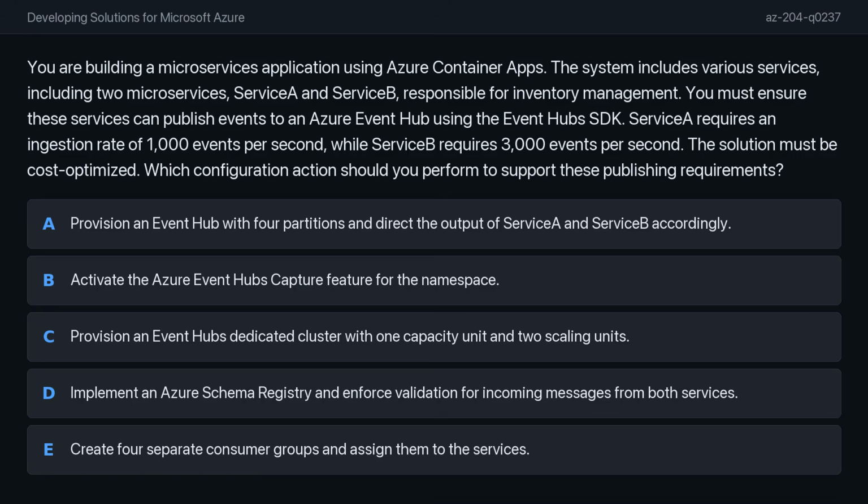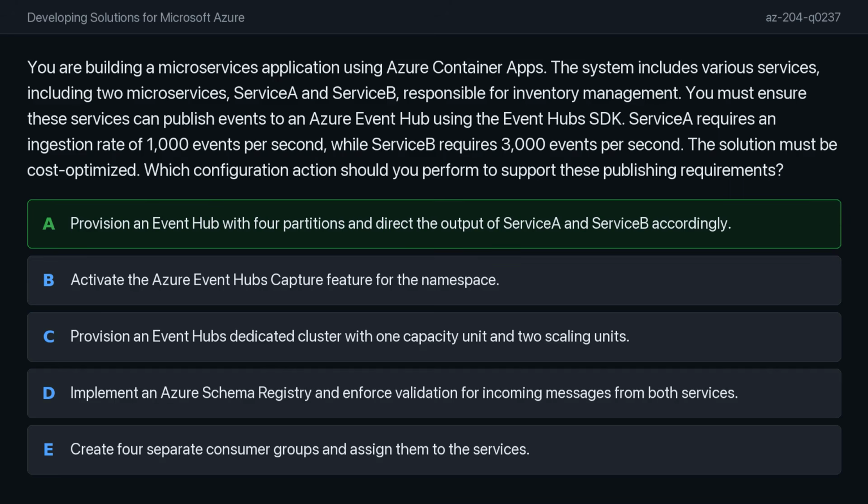This question looks at sizing an Azure Event Hub for specific throughput and cost constraints. You need to understand how Event Hubs handle ingress capacity, specifically how event rates relate to partition limits, and how to scale efficiently without overspending on dedicated infrastructure.